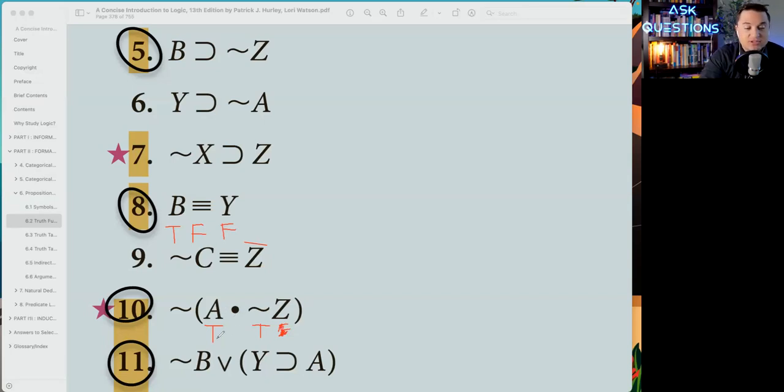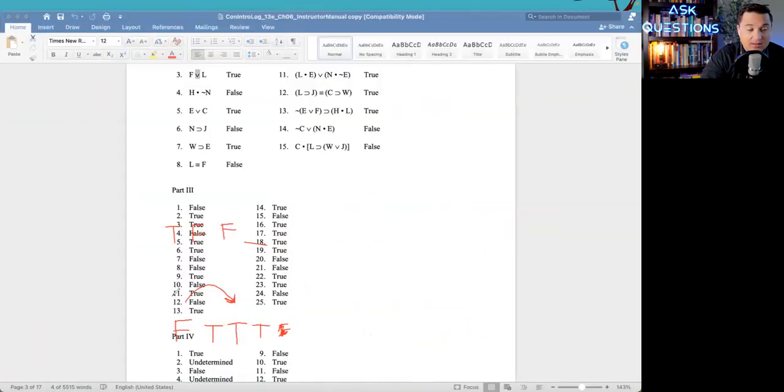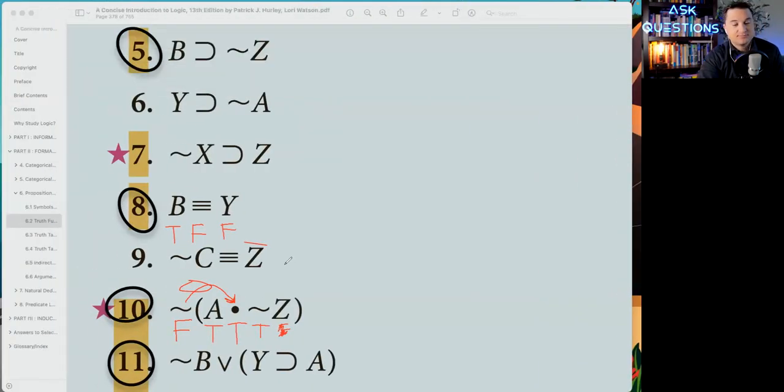So we have a conjunction. Both parts are true. And so this and is true. But this negation is negating the main connective inside of the parentheses, which is the and here. So if A and not Z, I'll say that again, if A and not Z is true, then the negation of that true statement must be false. Isn't that cool? That was even more complicated. So 10, you should expect a false here, and we've got it.